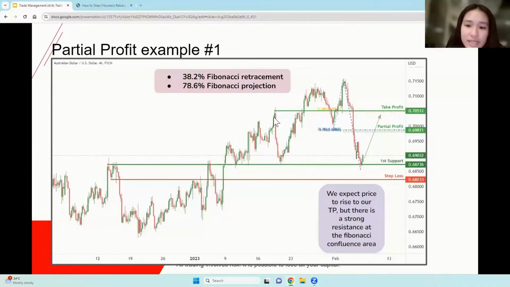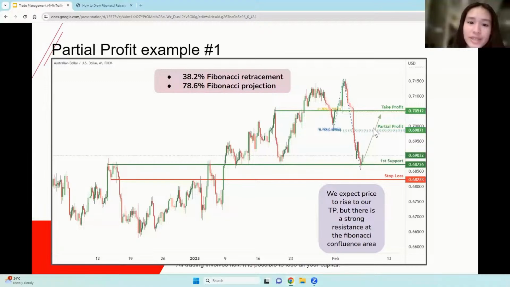So firstly, we have a 61.8% Fibonacci projection. Okay, that lines up with our take profit. But then we also notice that we have a 78.6% Fibonacci projection and a 38.2% Fibonacci retracement that lines up nicely with our partial profit.